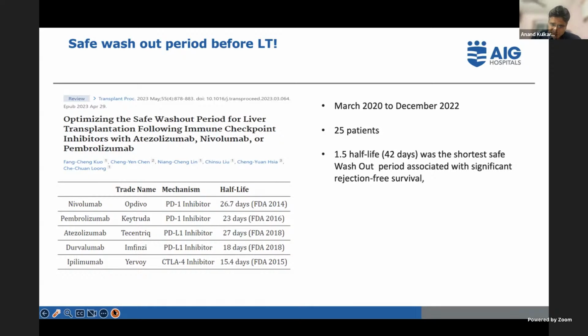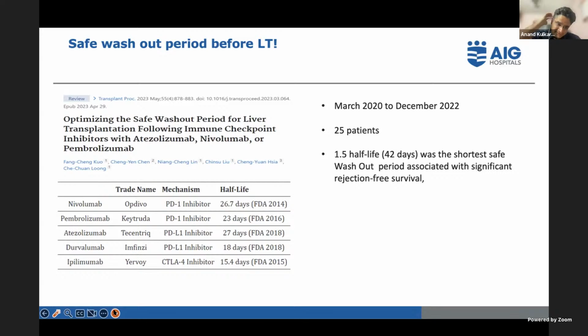So 1.5 half-lives is the shortest safe period to achieve a washout to prevent rejection and improve survival post-transplant. This was a small study of 25 patients published in Transplant Proceedings. So 1.5 cycles, if you see 30 days, is approximately 45 days.